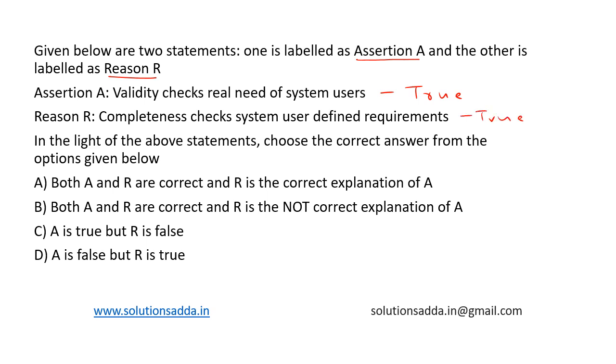But this reason R does not directly explain the concept of validity checks. So both A and R are independent. Also, R does not directly provide an explanation for assertion A. So we can say that both A and R are correct and R is not the correct explanation of A. So based on the options, option B is the correct answer here.